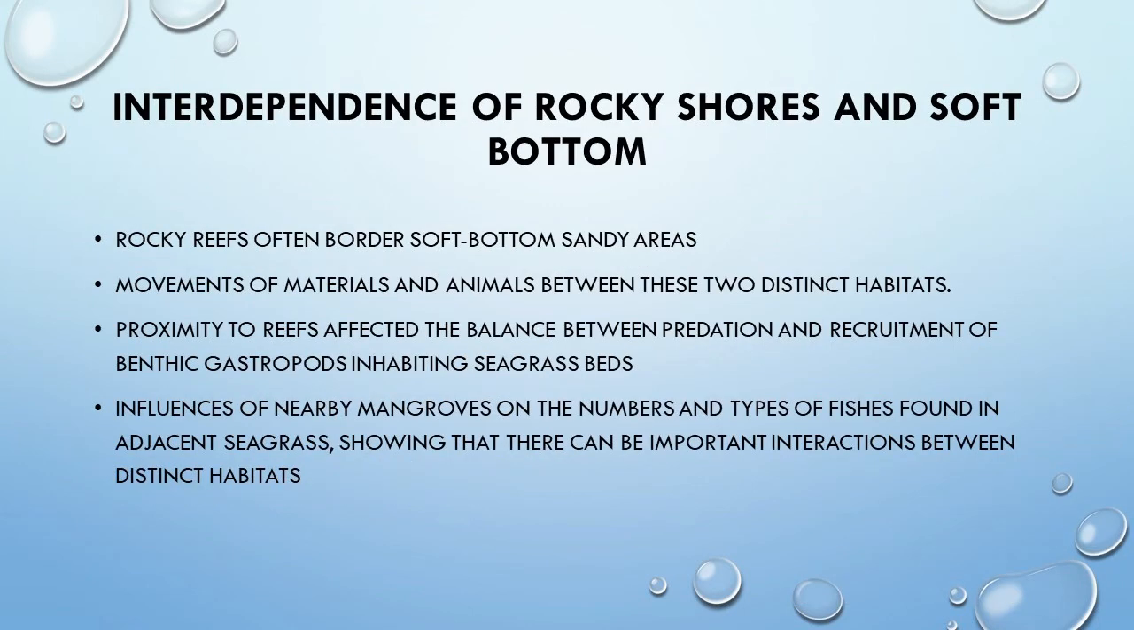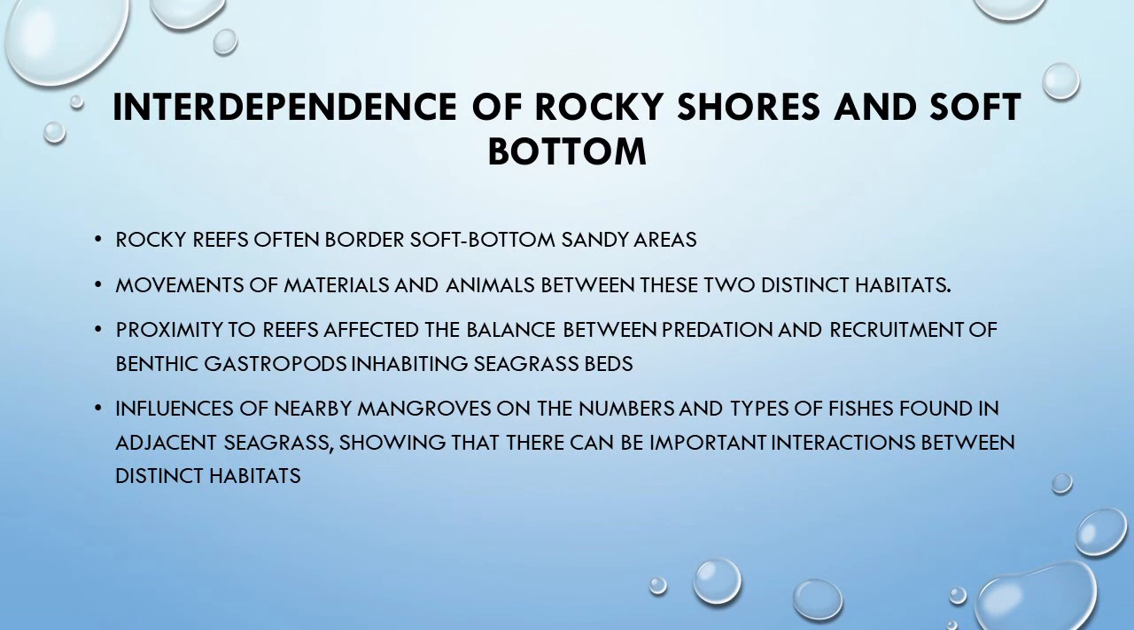Interdependence of rocky shores and soft bottom. Rocky reefs often border soft-bottom sandy areas. These two habitat types support very different communities of plants and animals, yet there is evidence of movements of materials and animals between these two distinct habitats. It was found that proximity to reefs affected the balance between predation and recruitment of benthic gastropods inhabiting seagrass beds.